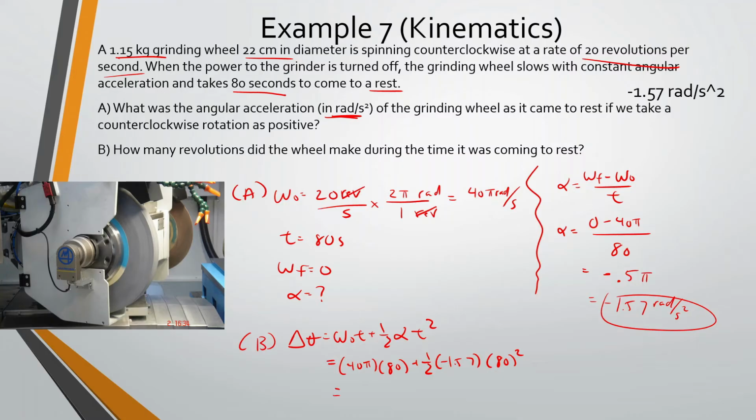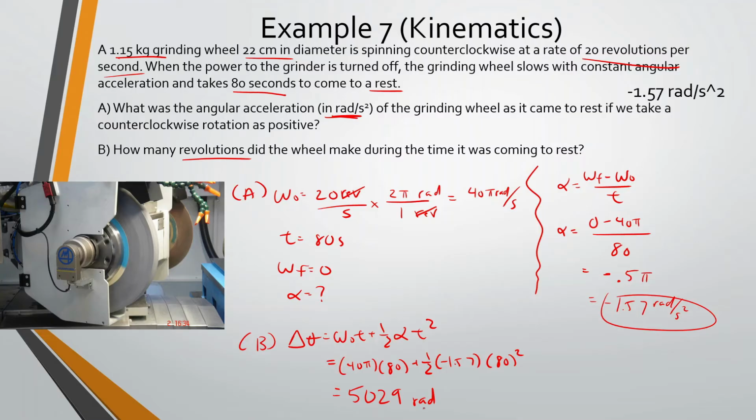So 80 squared times 1.57 times 0.5, minus 80 times 40 pi. And then we get 5,029 radians. However, it says how many revolutions.